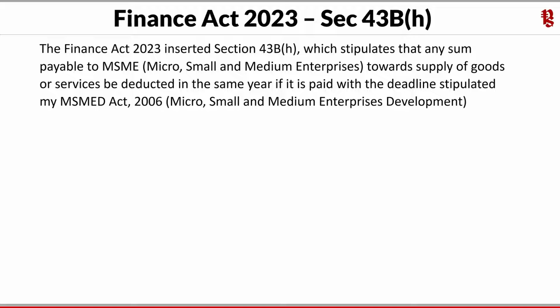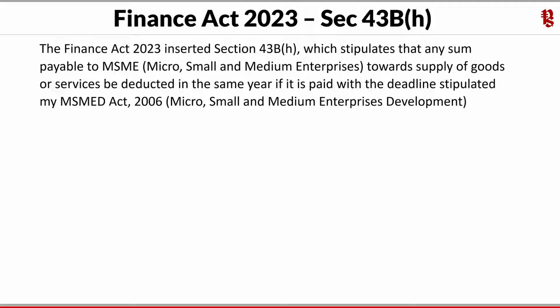This is the important aspect. The Finance Act 2023, where they have introduced this section 43B subsection H. So we will understand what this section stipulates. I am just reproducing the section. The Finance Act inserted section 43B subsection H, which stipulates that any sum payable to MSME, which is micro, small and medium enterprises, towards supply of goods or services be deducted in the same year only if it is paid within the deadline stipulated by the MSMED Act 2006.